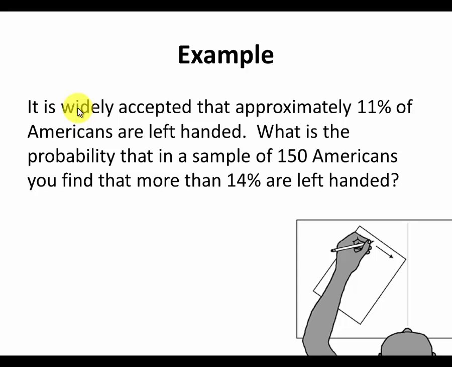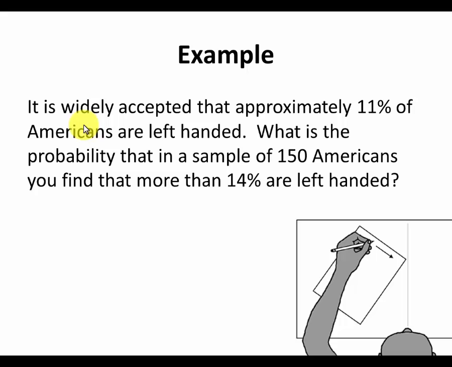Here's our last example of this lesson. It is widely accepted that approximately 11% of Americans are left-handed. What is the probability that in a sample of 150 Americans, you find that more than 14% are left-handed?